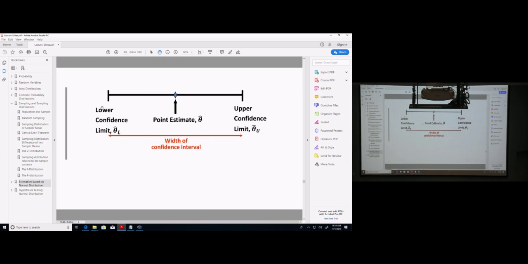The idea is to give a lower confidence limit, based on the statistics, and I also want an upper confidence limit. The interval constituted by the lower limit and the upper limit, I hope, will contain my point estimate. So this is the confidence interval, and the width of the interval is this.